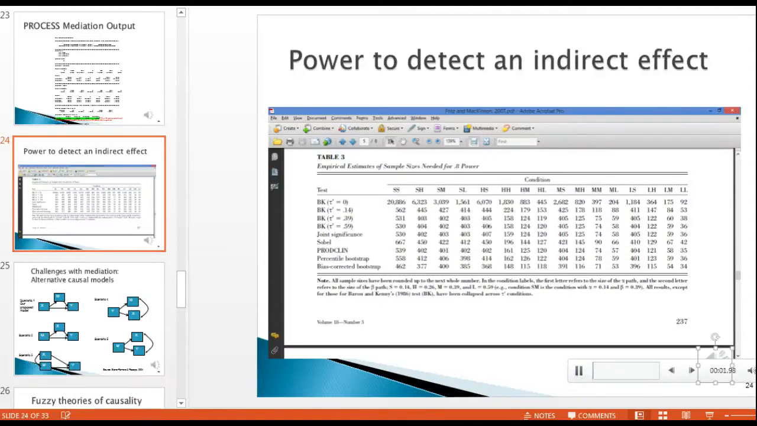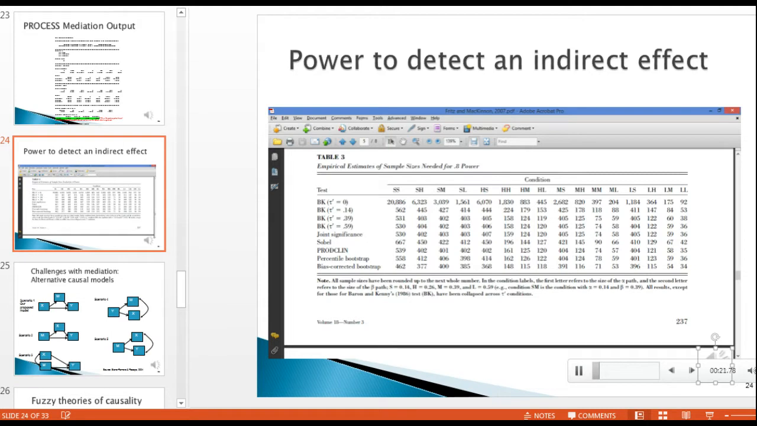Before we leave the topic of mediation testing, I need to say a few words about the power that is needed to detect an indirect effect. The citation that is my go-to for this is Fritz and MacKinnon, and the citation is located in the notes at the bottom of the slide, and this article is also posted on Blackboard.